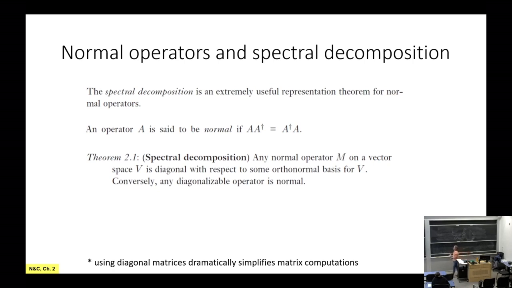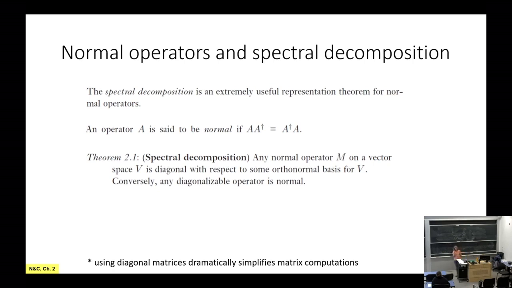Spectral decomposition is a very useful representation of normal operators, and we say that an operator is normal if the operator times its adjoint is equal to the adjoint times itself. And so this theorem of spectral decomposition says that any normal operator on a vector space is diagonal with respect to some orthonormal basis, and conversely, any diagonalizable operator is normal. I don't think that tells you much, so I tried to translate this into other language for myself, at least.